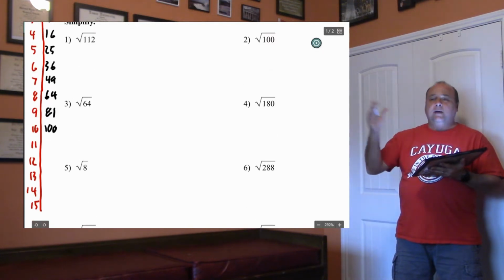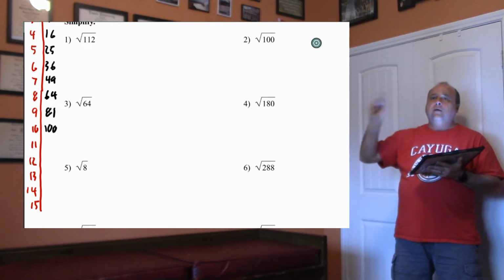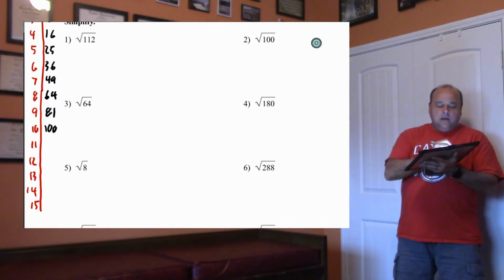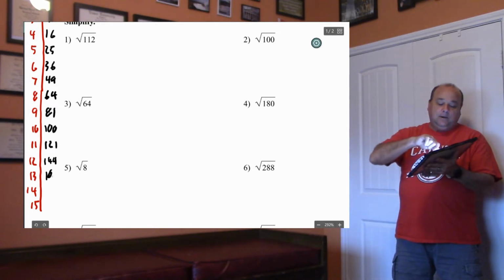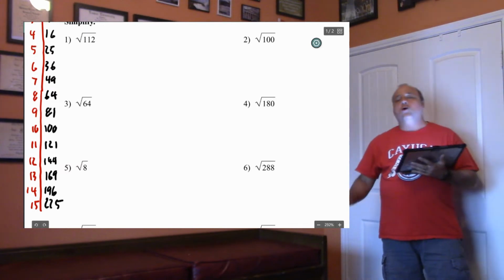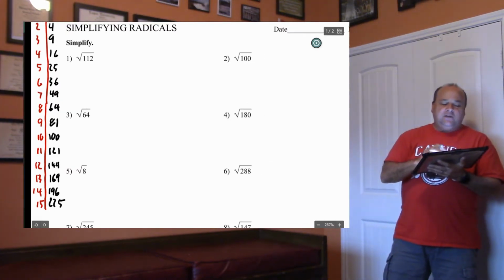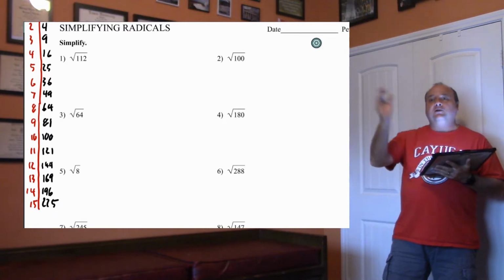Now then right here you may have to use a calculator. 11 squared equals, 12 squared equals, or 12 times 12, enter. 13 times 13 equals, okay? So 11 times 11 is 121, then 144, 169. Let me write that better. 196 and 225. So now we have this t-chart here that gives us the numbers and the squares.